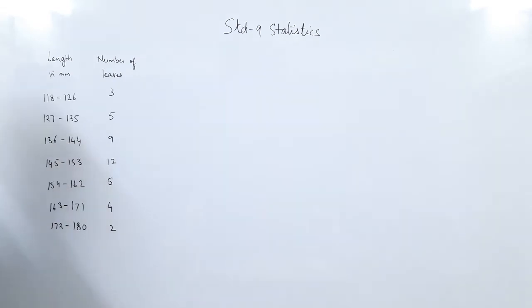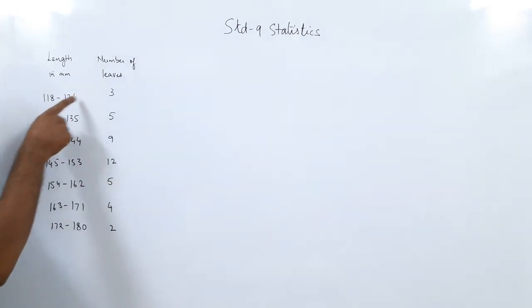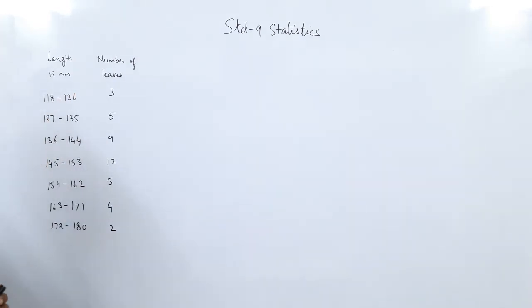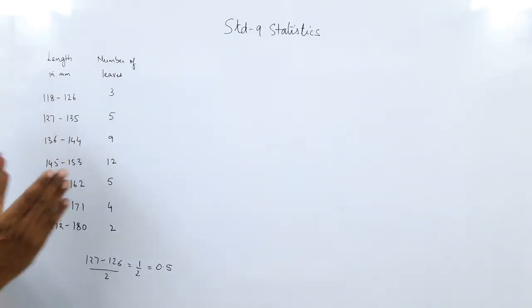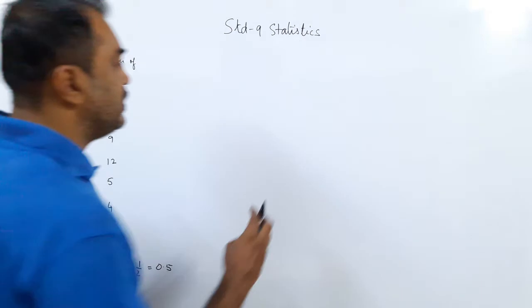So how do we make this continuous? You can see there is a gap of 1. The gap of 1 has to be divided into 2 equal parts. So we take 127 minus 126. You can do this also with 145 minus 144, a gap of 1. Divide the gap into 2 parts, so it is 1 by 2 or 0.5. So there is a gap of 1 and we want to fill the gap.